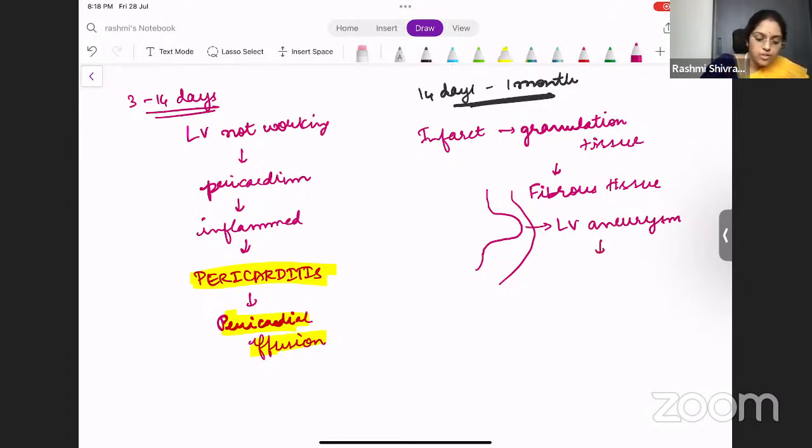There is a balloon dilatation of the aneurysm. Like we already saw, there can be a mural thrombus because of the stasis, and this can produce emboli. You can have atrial fibrillation, emboli to the brain, to the kidneys, to the peripheral vessels. Emboli can happen anywhere, not necessarily the brain. It can happen in the kidney, spleen, or liver. So what happens in the first month, 14 days to 1 month? There is granulation tissue, and there is fibrous tissue.